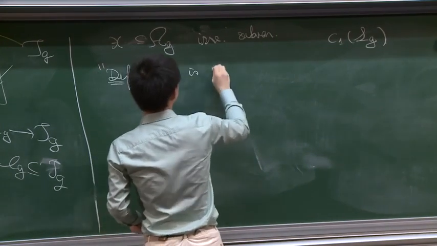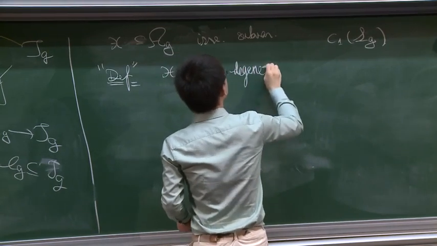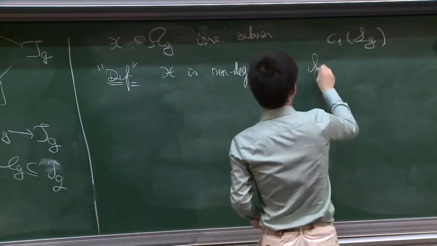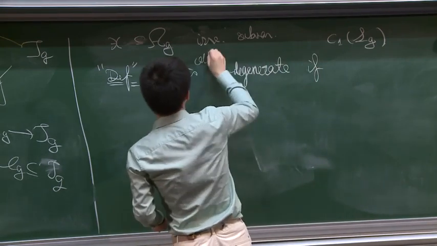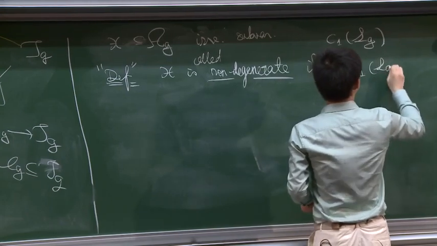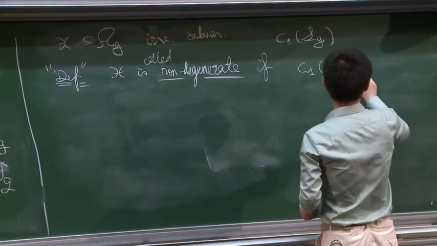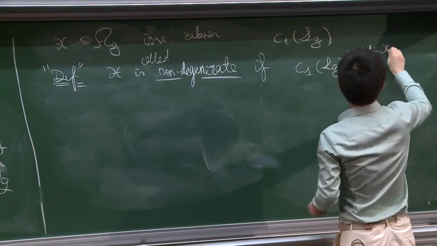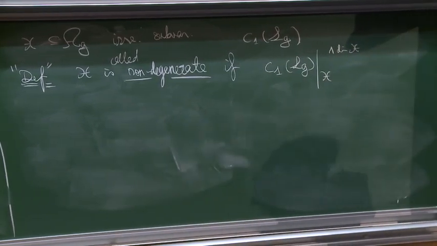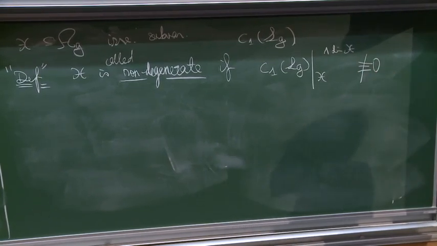X is non-degenerate if, when we take this first Chern class, restrict it to X, and take its top wedge power, it is not always 0.